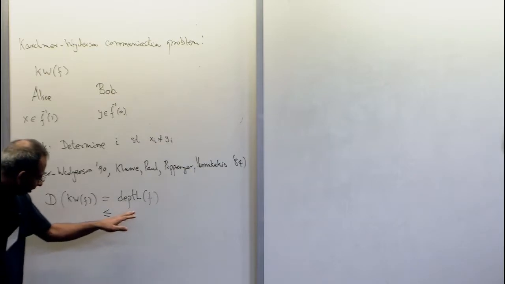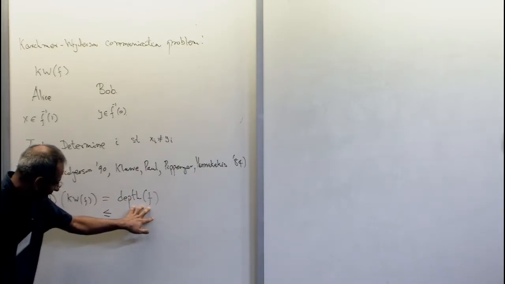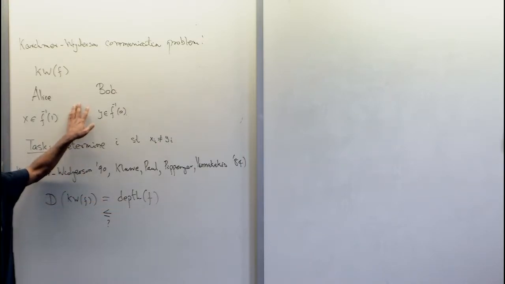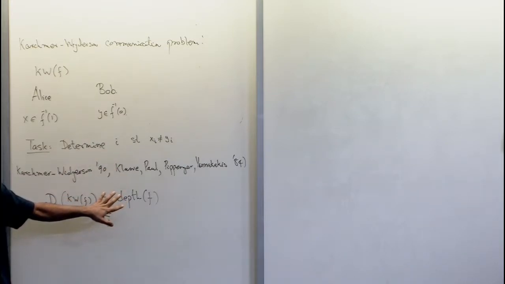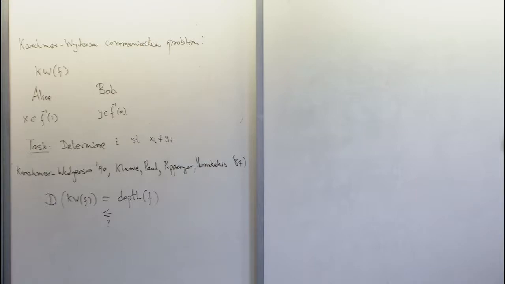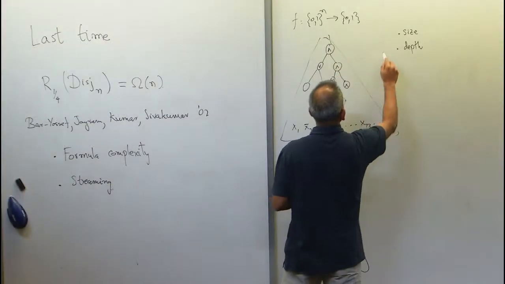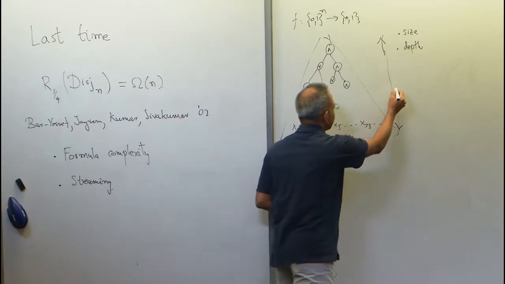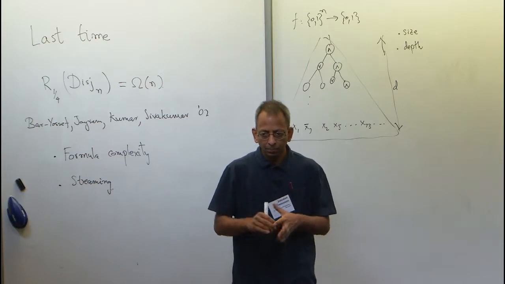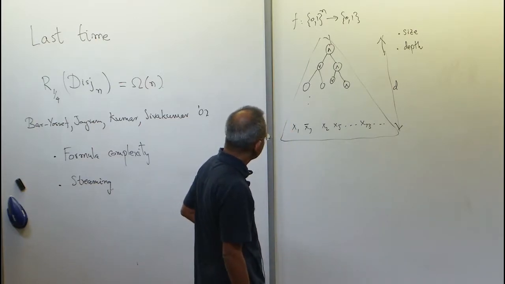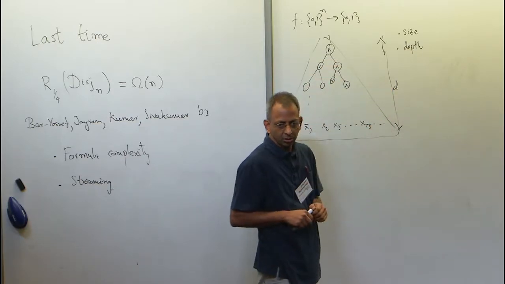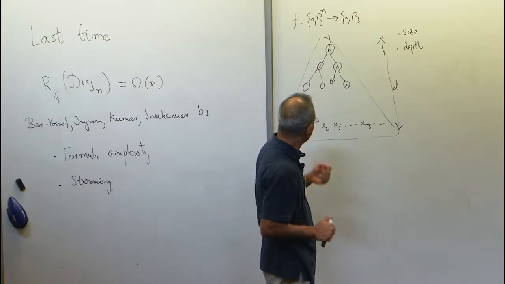In other words, we want to show that if depth of f is small, then there is a short protocol for this problem. And let us just verify that. It's a more or less straightforward thing. So imagine we have a formula for f, and it has a certain depth, let's say the depth is d. And I want to show a protocol for that communication problem, which works with just d bits of communication. So how does that work?